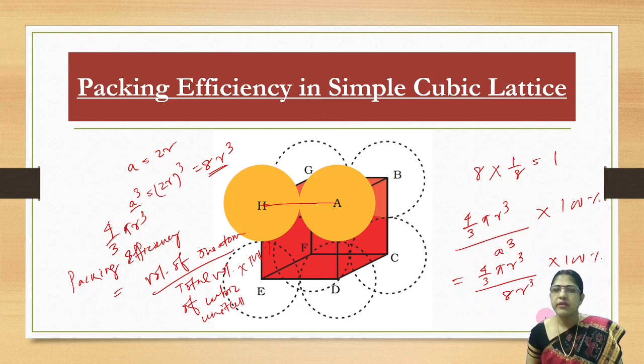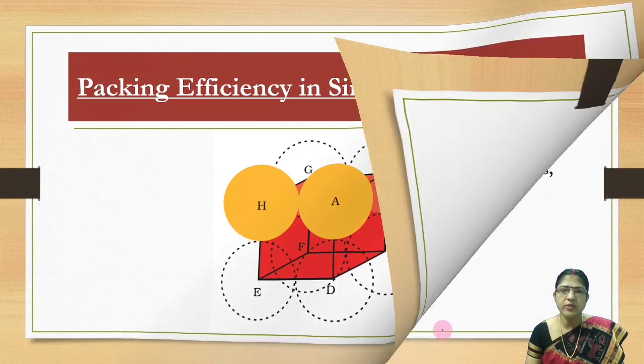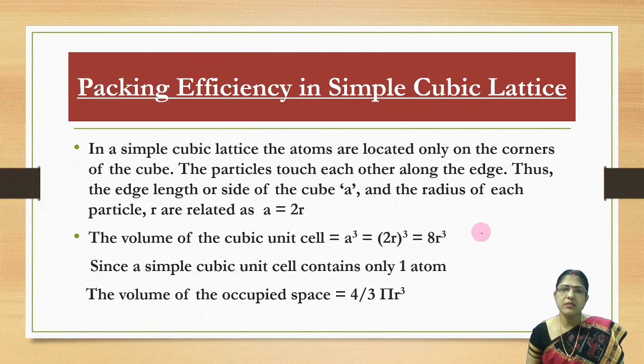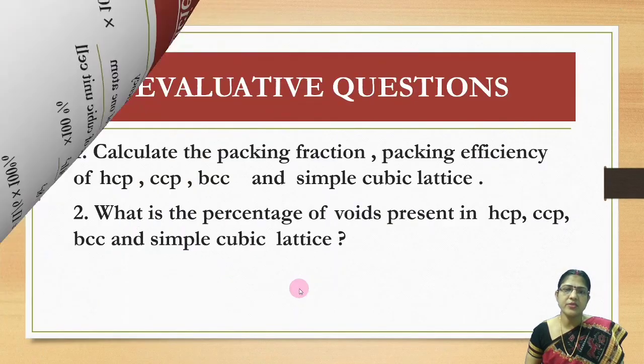If we calculate, what percentage will we get? It is 52.4. Approximately you can say 52%. It is the packing efficiency. So packing fraction will be 0.52, and for voids, out of 100%, 52% is filled. So what percent is void? 100 minus 52 is equal to 48%. In this way also a question may be asked to you. These things I have already discussed and calculated for you, so you can note it down.